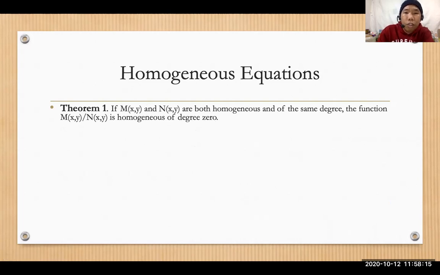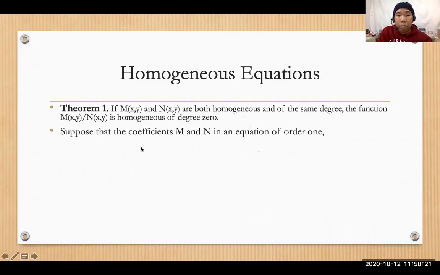Now, for homogeneous equations, this is the characteristic of a homogeneous equation. The coefficients M and N should be functions that are homogeneous and of the same degree. Take note, it should be the same degree as the function in the second term. And if you put it in a ratio, M over N, their degree is 0. Very clear?